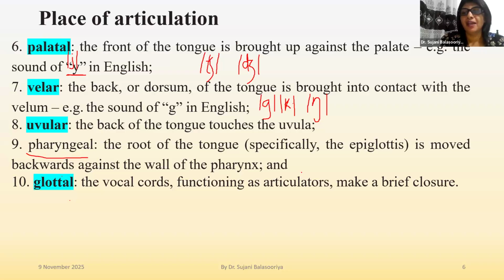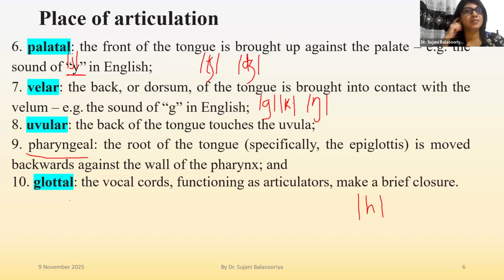Okay. We have this, the sound H is the glottal consonant in English. Even in Sinhala, we have the sound, right? H. You can feel it when you produce it. Simply the airstream passes through the vocal cords. Okay, without vibrating or anything. Simply it passes through it.